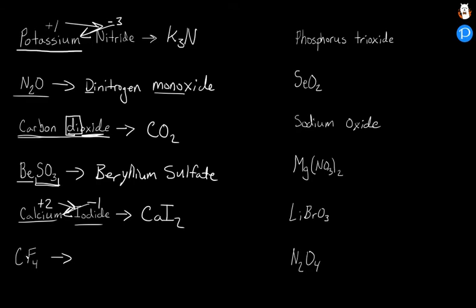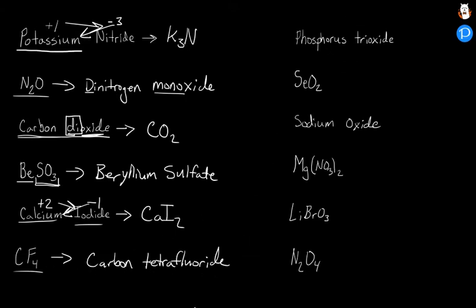CF4. Both are nonmetals, so this is covalent. So I've got 1 carbon. So I'm going to put carbon. Remember, we don't use the mono prefix if it's the first element. And then 4 fluorines. So 4 is tetra. And then we're going to call this fluoride. So carbon tetrafluoride for that one.